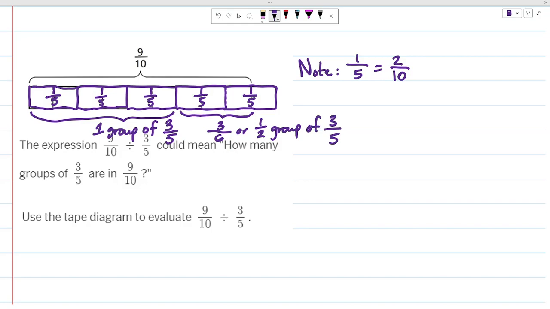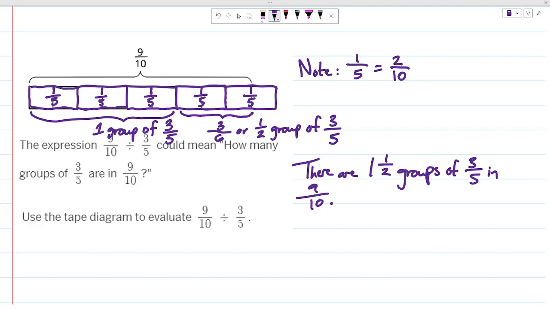So how many groups of 3/5 do I have total in 9/10? Well, I have 1.5 groups of 3/5 in 9/10. So that means 9/10 divided by 3/5 is equal to 1.5.